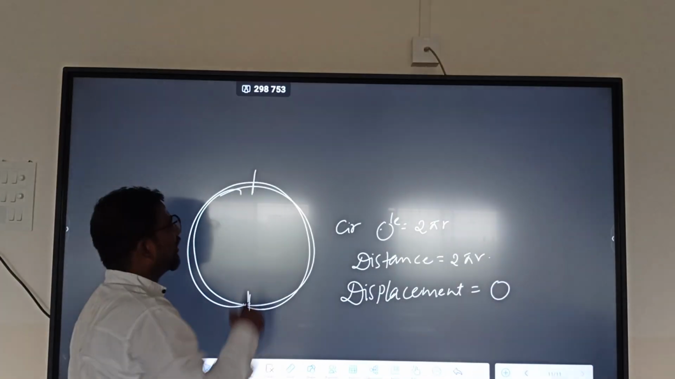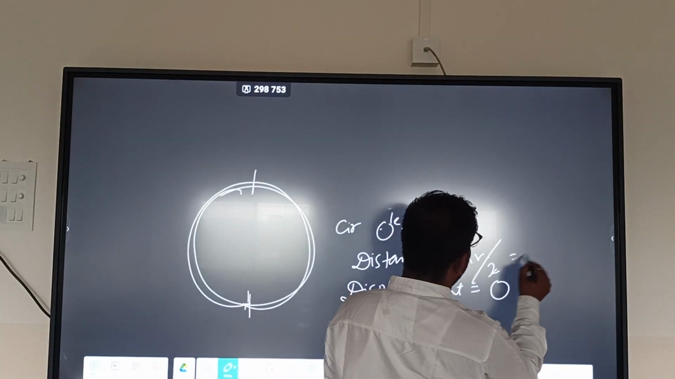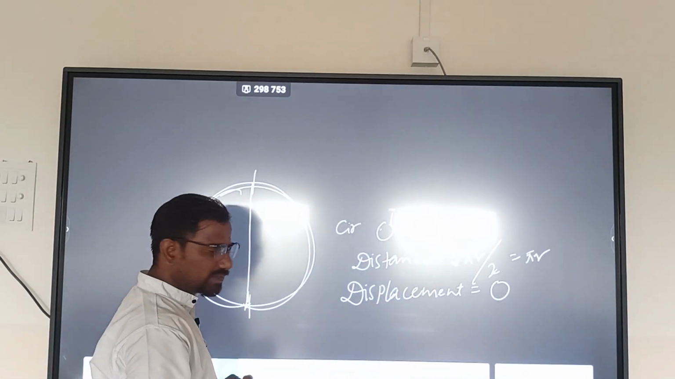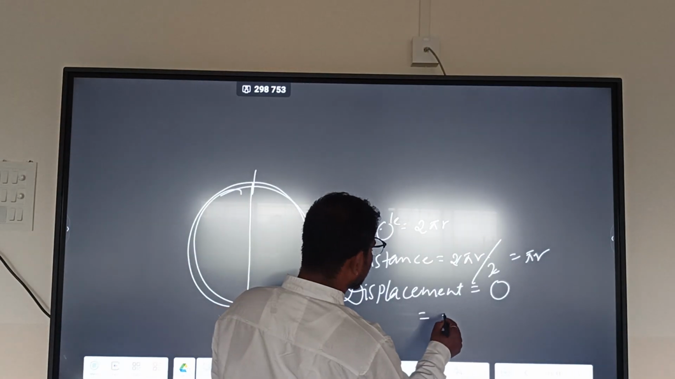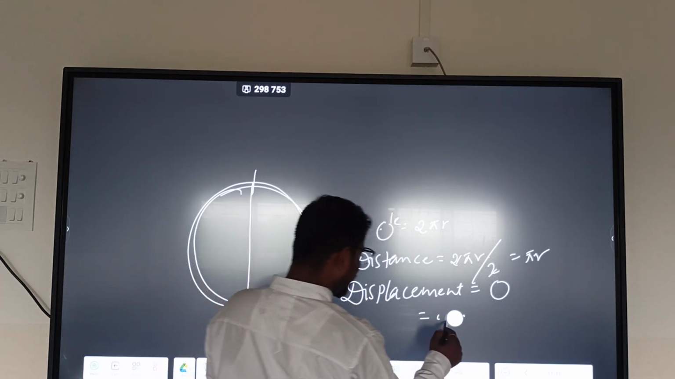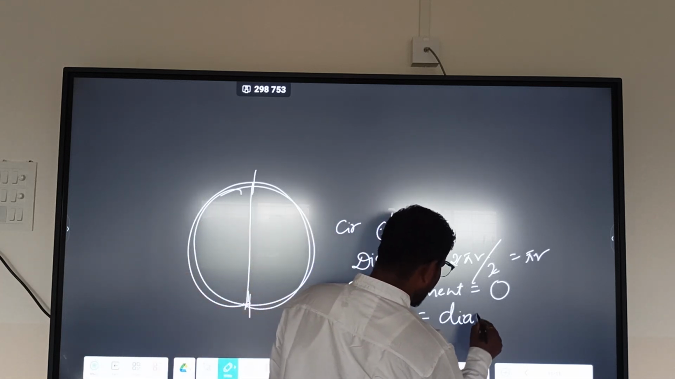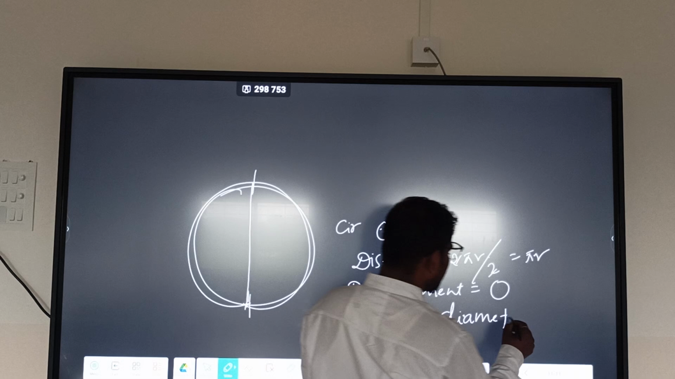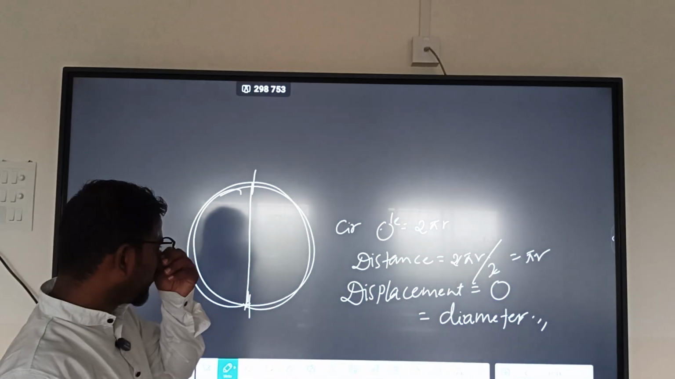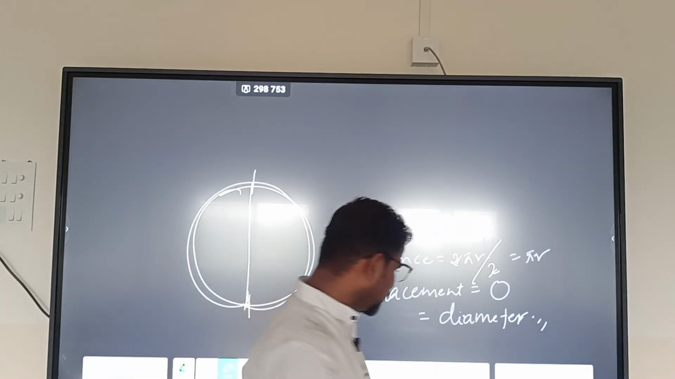Okay, if he takes half a rotation, then this will be 2 pi r by 2, the answer is pi r. But here the shortest path, right? So displacement will become the diameter, right? This is our shortest distance. Getting? This is the total detailed explanation of distance and displacement.